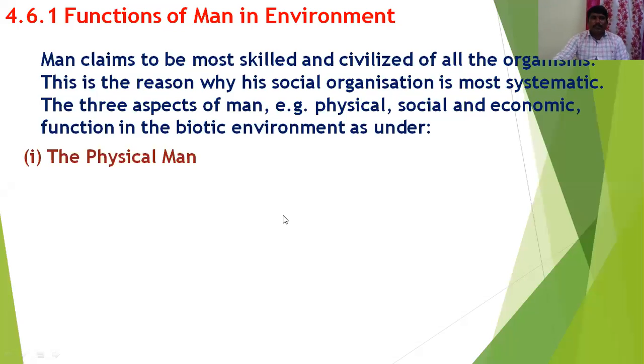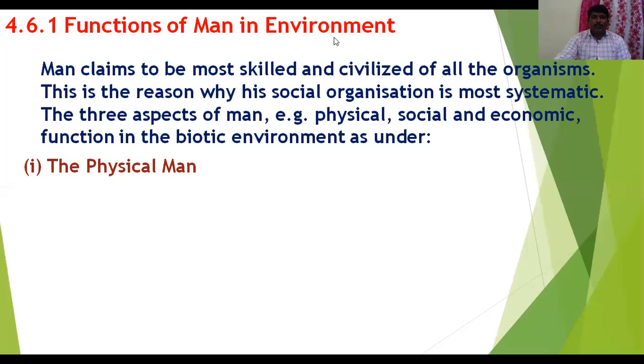Next, we will discuss the functions of man in his environment. Man claims to be the most skilled and cultivated of all the organisms. This is the reason why his social organization is more systematic. The three aspects of man, namely physical, social, and economic, function in the biotic environment as under.